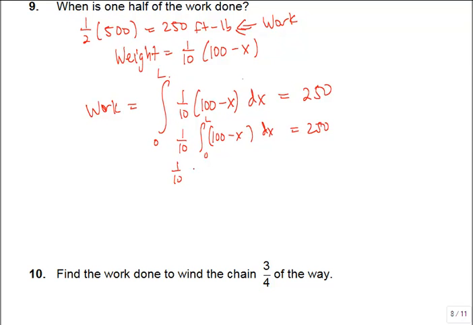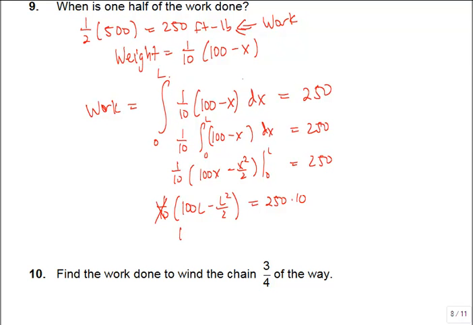So that's going to give me 100x minus x squared over 2 from 0 to L. So plugging in L gives me 100L minus L squared over 2. Plugging in 0 makes both of these 0. So if I multiply both sides by 10 to get this 10 out of the way, this becomes 100L minus L squared over 2 equals 2,500. Then I'm going to go ahead and multiply everything by 2 to get rid of this fraction.